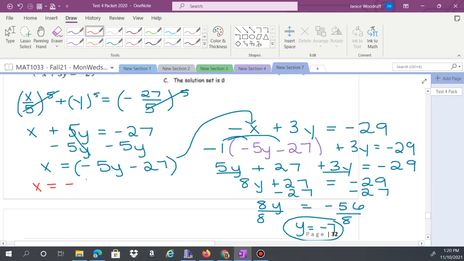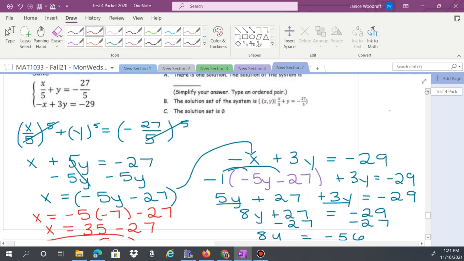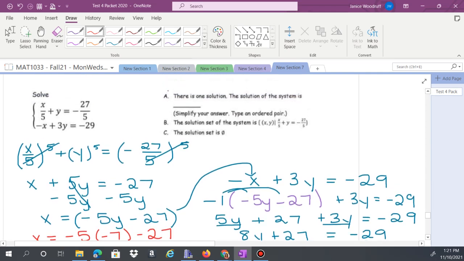X equals negative 5 times negative 7 minus 27. So negative 5 times negative 7 is positive 35. 35 minus 27 will give me 8. So I get x equals 8. So x equals 8, y equals negative 7. So we write the answer like this. So you come back up here. There is one solution. The solution is 8, negative 7.